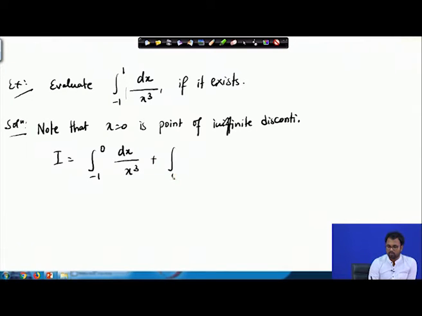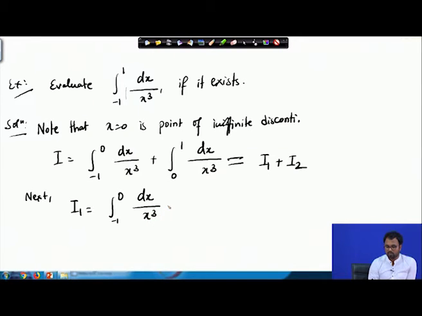plus integral from 0 to 1 dx by x cube. And now I can write these two integrals as I1 plus I2, where I1 is this one and I2 is this one. So next we will look into our integral I1. So I1 is the integral from minus 1 to 0 dx by x cube. So this can be written as limit epsilon goes to 0 plus, and since the discontinuity is at the upper limit, I will subtract a little bit epsilon from there, dx by x cube.